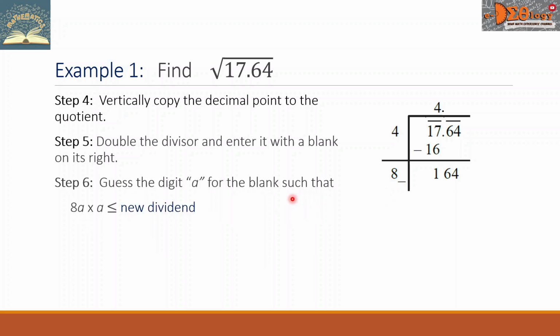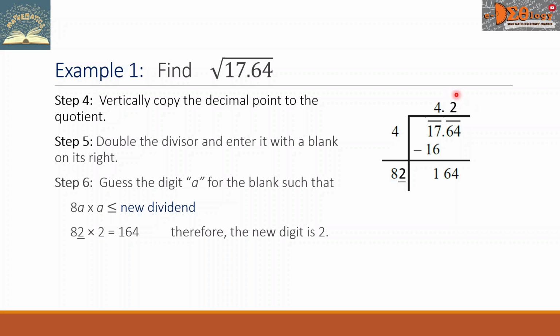Step 6, we guess the digit A for the blank, such that 8A times A should be less than or equal to the new dividend. So, by trial and error, we can say 2. We multiply 82 by 2, and the product is 164, which is equal to the new dividend. Therefore, the new digit is 2. So we write the digit 2 here, also the number 2 on top of 64.